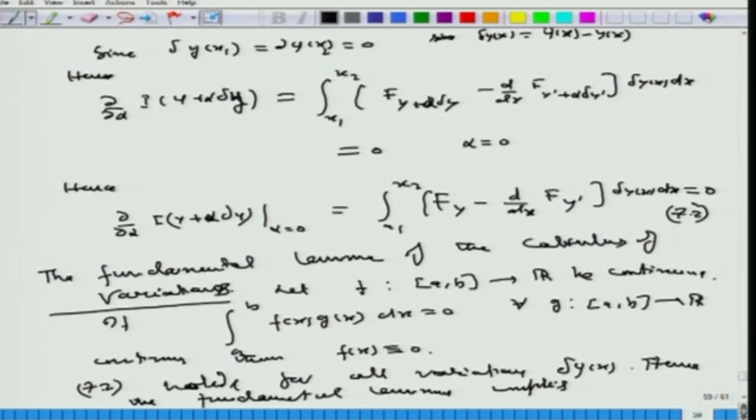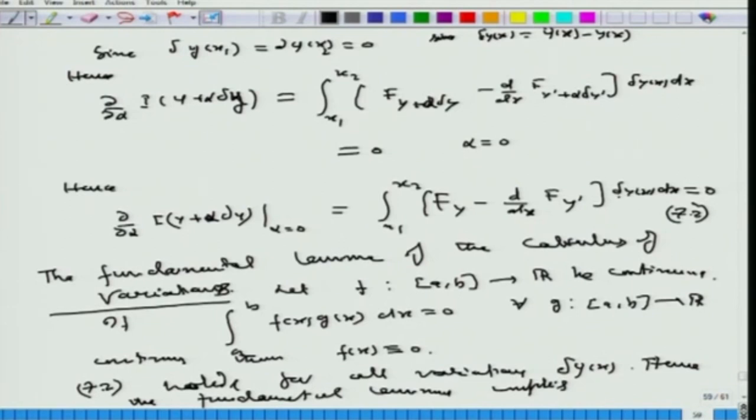And here we use the fundamental lemma. So, we put alpha equal to 0 here, which then gives us this 7.2, which was described in the last lecture. And now this integrand has to be 0, which follows since this variation is arbitrary, because you can take any arbitrary y and y tilde.